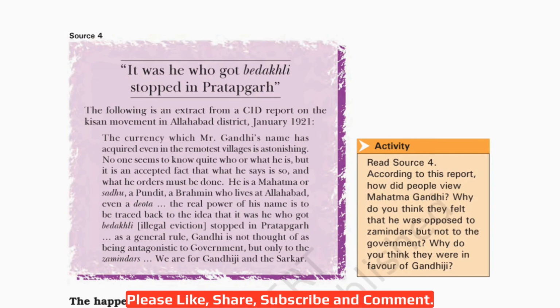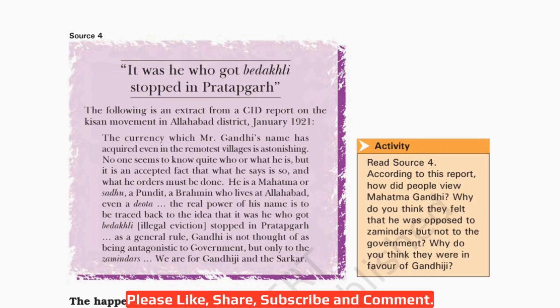Source 4. It was he who got Bedakli stopped in Pratapgarh. Okay, the following is an extract from a CID report on the Kisan movement in Allahabad district, January 1921. The currency which Mr. Gandhi's name has acquired even in the remotest village is astonishing. No one seems to know quite who or what he is, but it is an accepted fact that what he says is so and what he orders must be done. He is a Mahatma or a Sadhu, a Pandit or a Brahmin who lives at Allahabad, even a Devta.